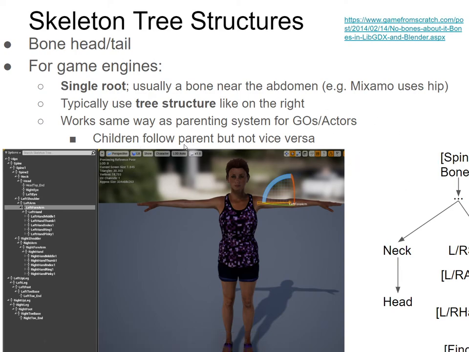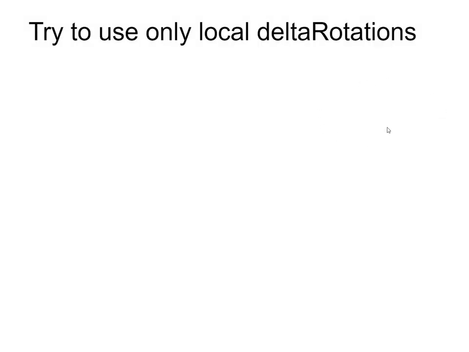The child will follow the parent, so the finger bones will follow the parent's hand bone, but not the opposite way around. If I move the head, it won't move any other part of the body. It will only move the vertices that are described as being weighted by the head. Any of the vertices that the head will manipulate will move, nothing else will. And if you were to move the root, it would move the entire body.